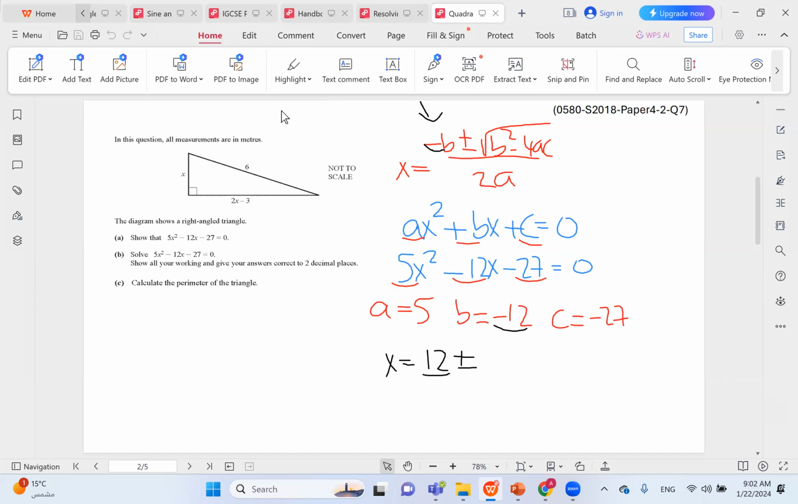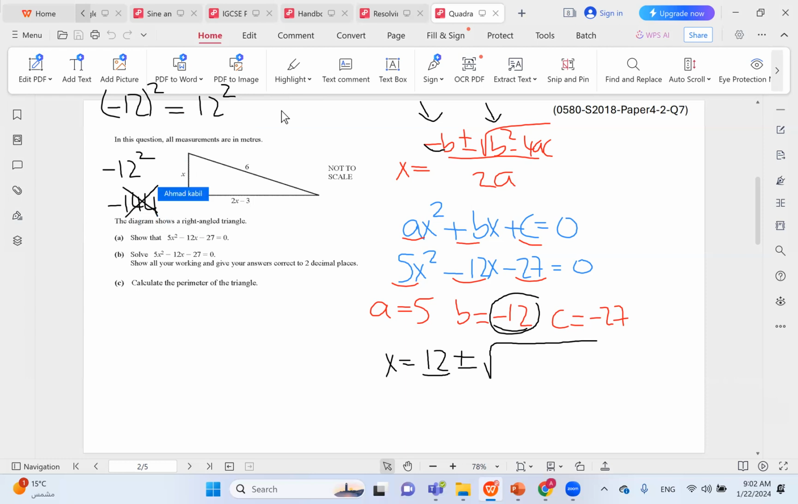So 12 plus minus root B squared. B squared here is just this number raised to the power of 2. I find it easier whenever I'm squaring something to ignore the negative, because negative 12 to the power 2 is exactly the same as 12 to the power 2. If you write it in the calculator like this, you're going to get negative 144, and this is incorrect, because either you write it in brackets or you just ignore the negative altogether, because the answer has to be positive 144 and not negative 144. So whenever you're squaring something, just ignore the negative so as not to fall into this trap.